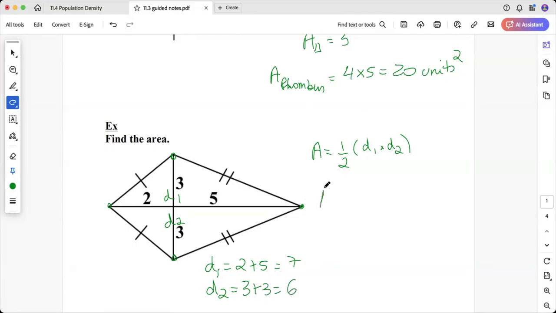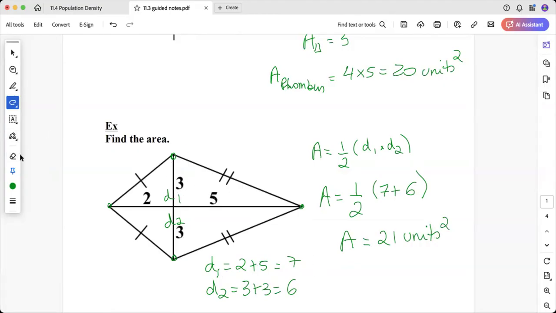So here I can plug it into the formula. Area equals half times diagonal 1 times diagonal 2. If you put this straight in your calculator, you're going to get 21 square units.